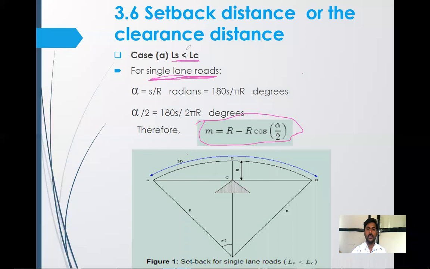This formula is for when the side distance length LS is less than the length of curve LC, and the road is of only single lane. Suppose this is the road, only a single lane road is there, there is no other lane. So at that point we'll use this formula.